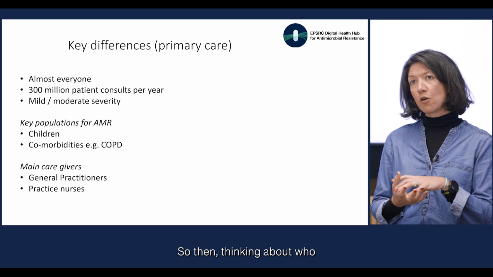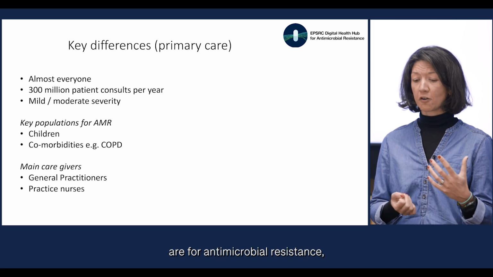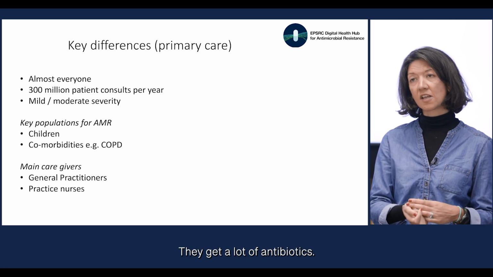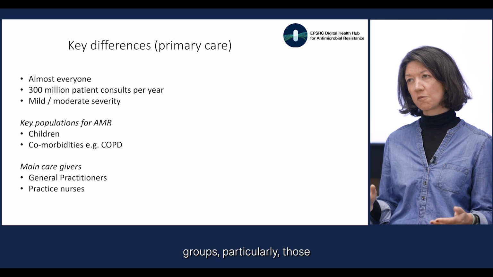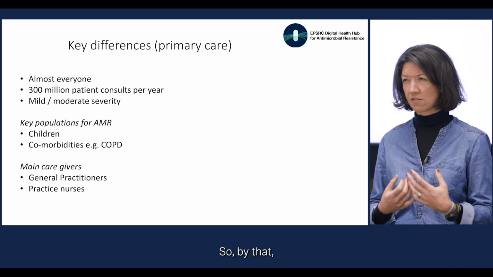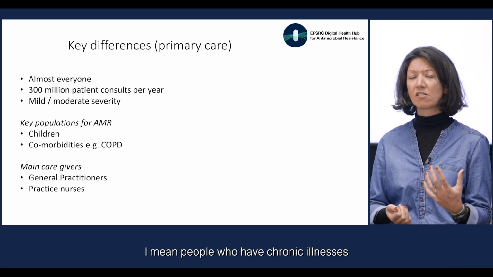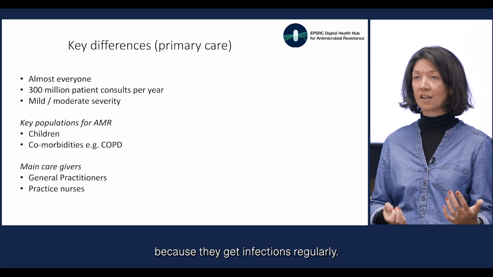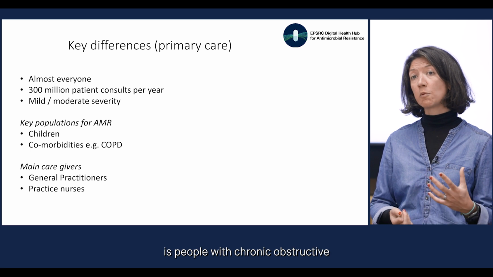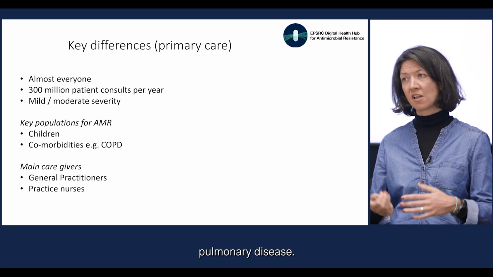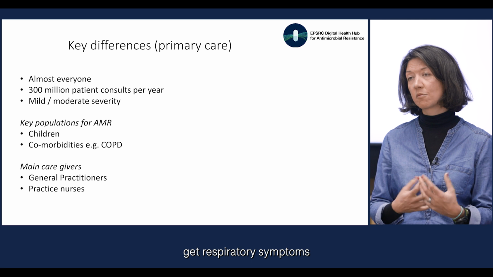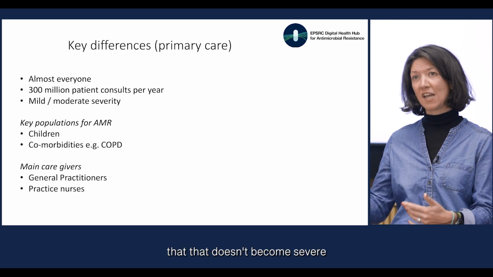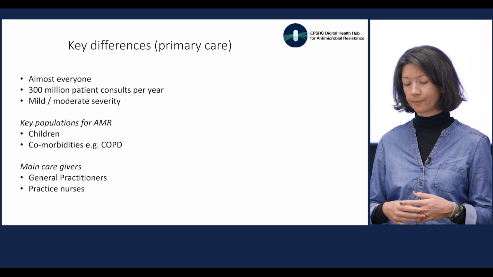So then thinking about who the key populations are for antimicrobial resistance, well, lots of children get seen in primary care, they get a lot of antibiotics, but also there are other patient groups, particularly those with comorbidities. By that, I mean people who have chronic illnesses that mean that they require more antibiotics because they get infections regularly. And the classic example here is people with chronic obstructive pulmonary disease. They very often get respiratory symptoms and often get prescribed antibiotics to try and make sure that that doesn't become severe and then require a hospital admission.